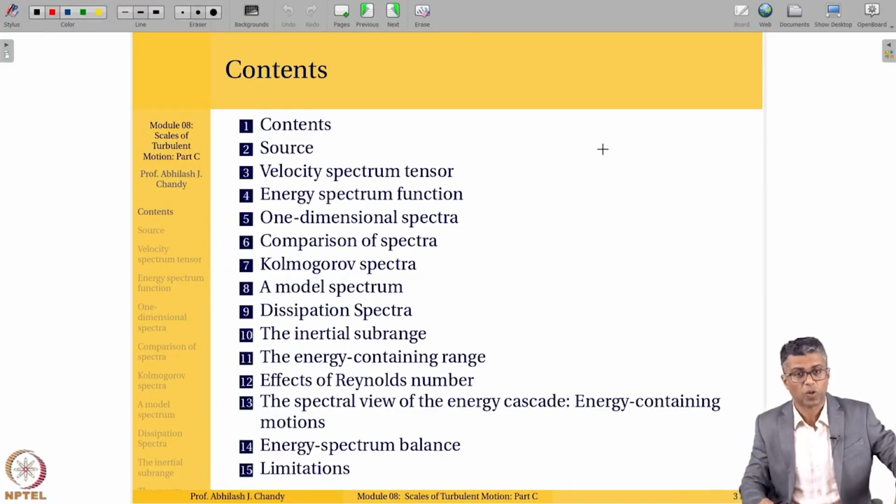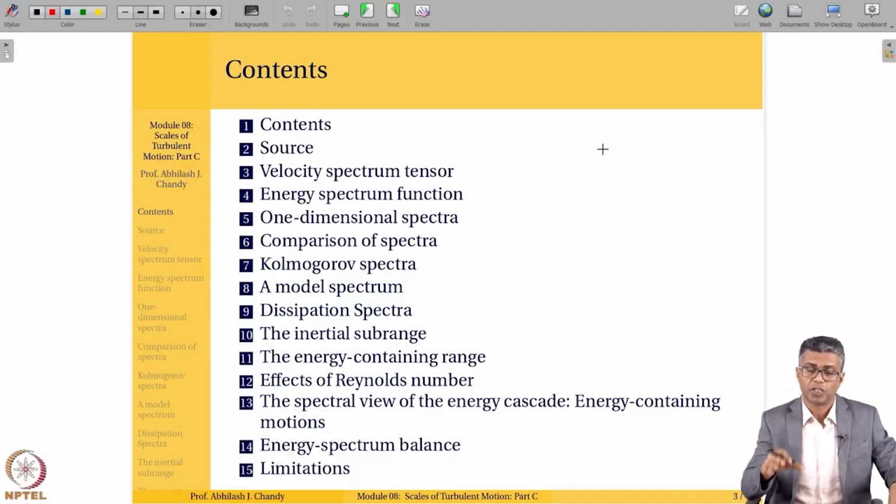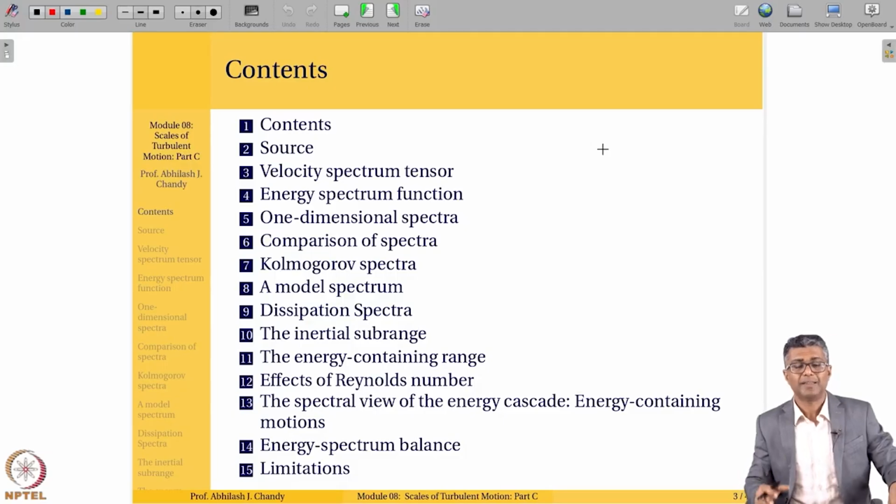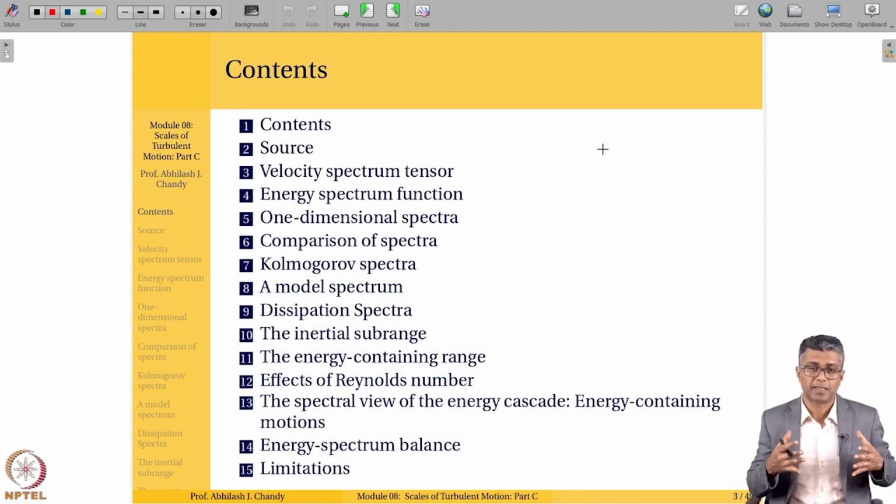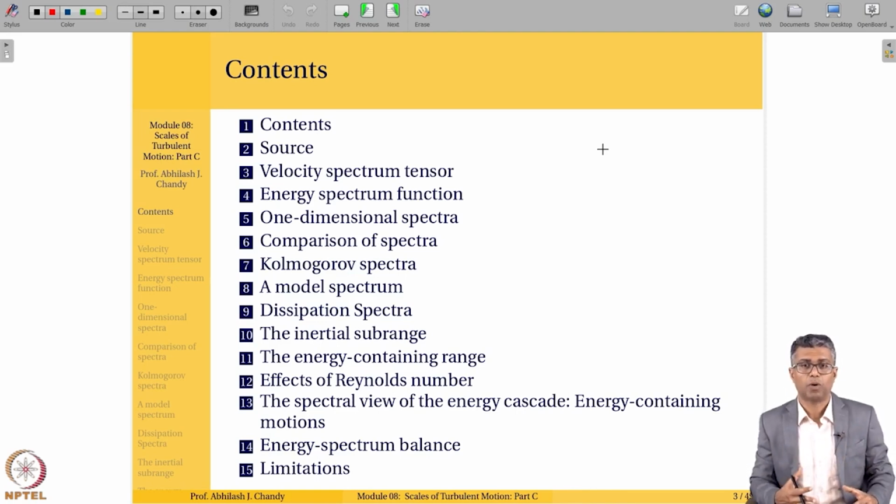We will look at the velocity spectrum tensor, as we call it, and the energy spectrum function, which is basically the energy spectrum for each Fourier mode. Then we will look at the 1D spectra, what does that mean? The Kolmogorov spectra. We will look at a model spectrum that can tell us a lot about how the flow will behave in terms of the wave numbers. We will look at the dissipation spectra, that is the spectra associated with the dissipation rate.